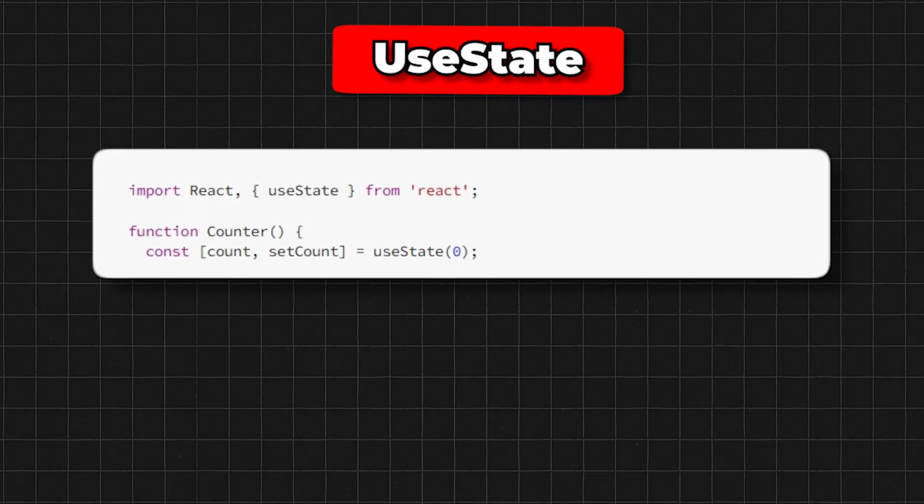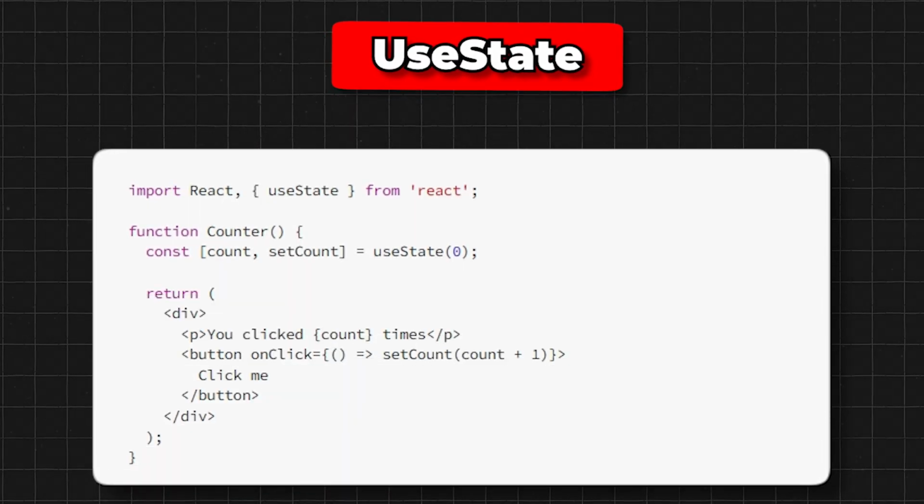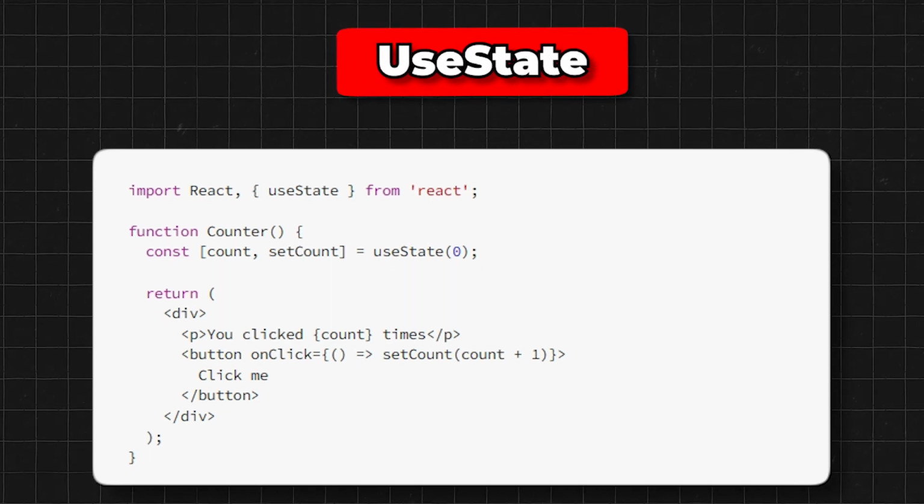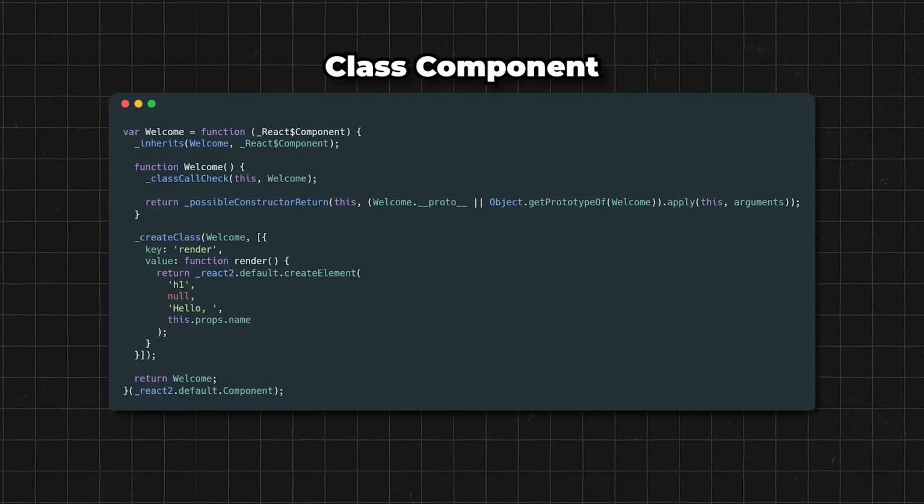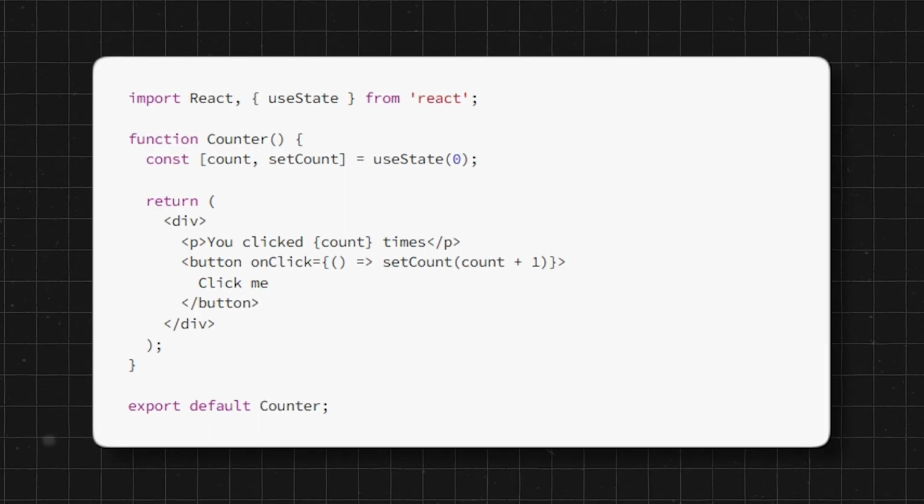managing state in functional components. It allows you to create and update state variables in your component without needing to convert it to a class component. Here's a basic example using useState.